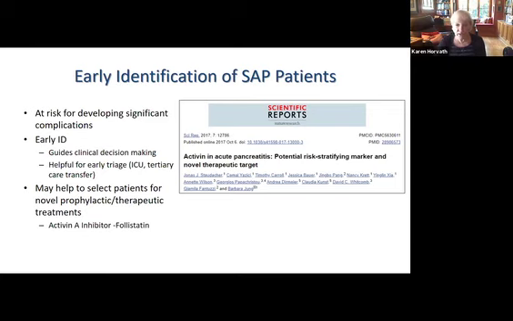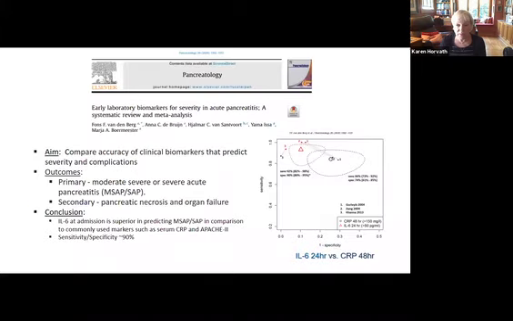Early identification can also help to select patients for novel prophylactic or therapeutic treatments, like with the activin A inhibitor follistatin, which is currently being looked at in animal trials. It may be, fast forward a few years into the future, we can identify an SAP patient in the ED, and then give them an infusion of a drug that might help them to prevent development of severe complications.